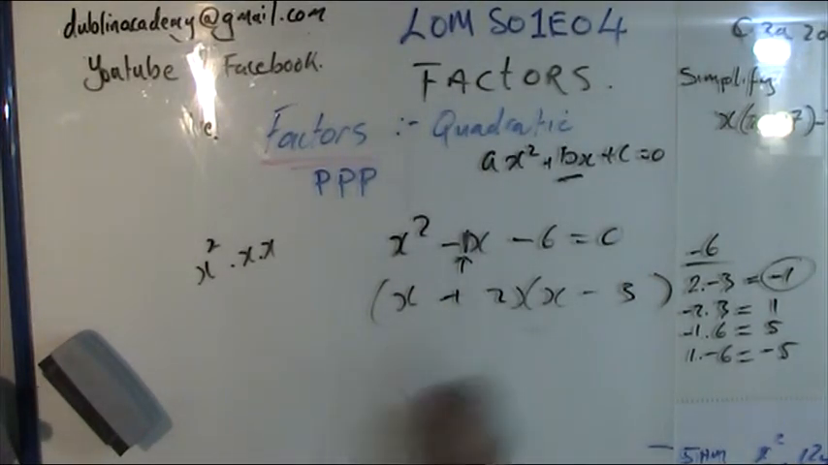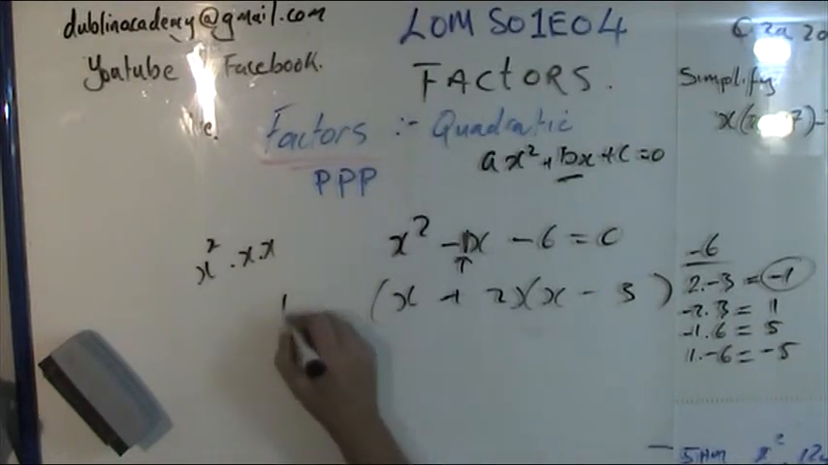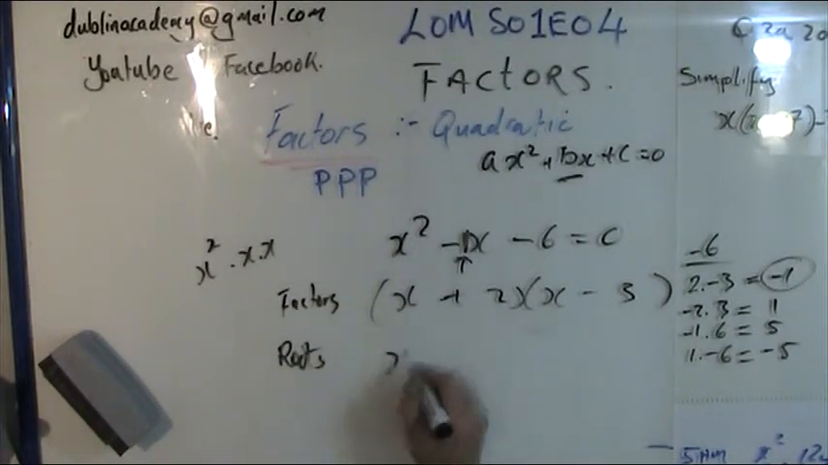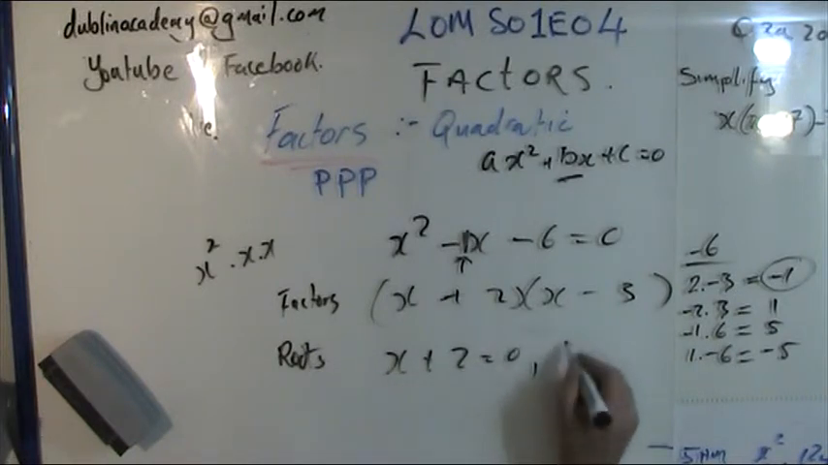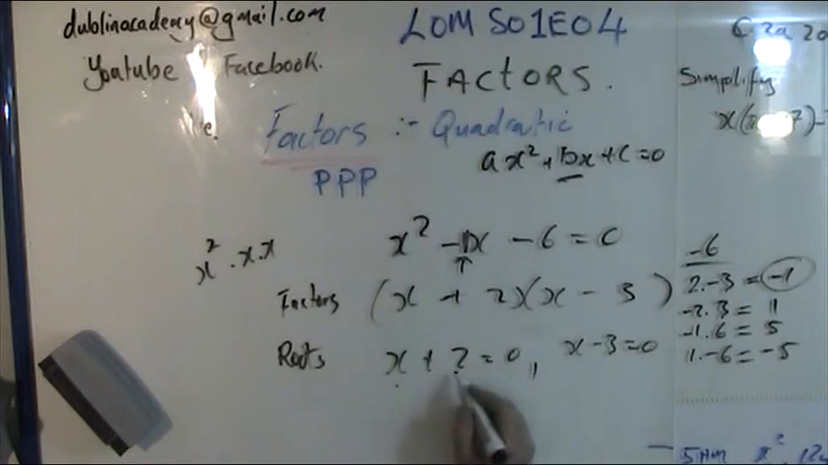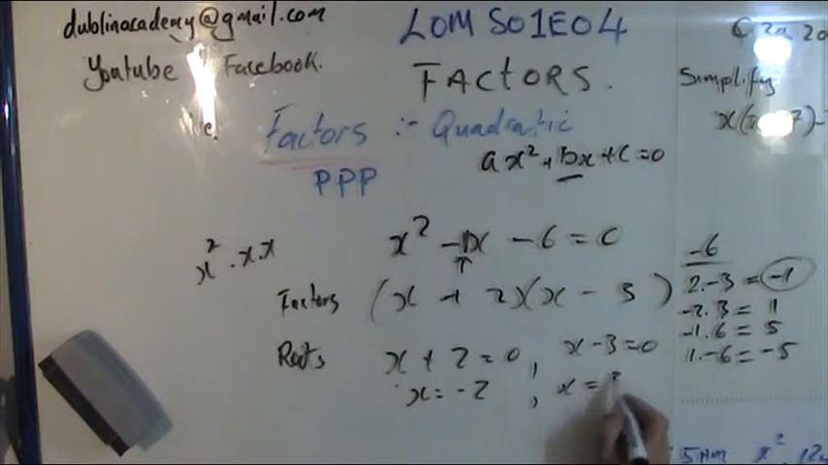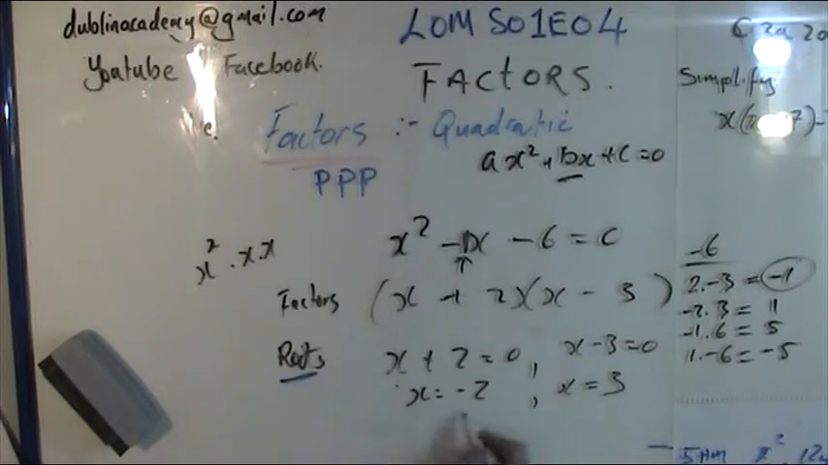Now, looking at these factors, what do these tell me? Well, these are the factors of this quadratic equation. We will get to later what a quadratic equation is. But we must solve it, and the solving is called finding the roots of the equation. So we make them into little mini equations and we solve them. x plus 2 is equal to 0, x is equal to minus 2, or x minus 3 is equal to 0, x is equal to 3. So we've got two roots here, minus 2 and plus 3, coming from those factors.